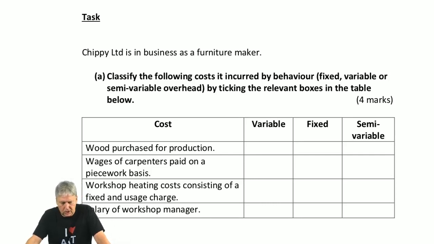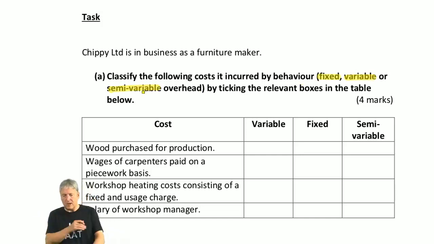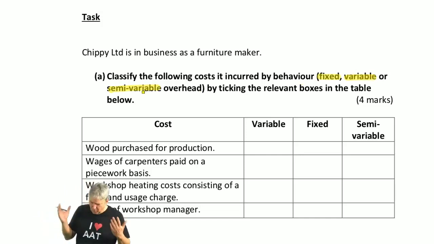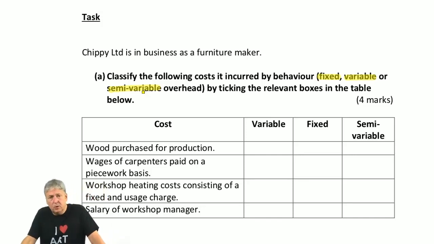So you've got a task here. Chippy Limited is in business as a furniture maker. Classify the following costs it incurred by Behaviour: fixed, variable, or semi-variable, by ticking the relevant boxes in the table. So you get 4 marks for this. Okay. So I'm going to ask you the questions.